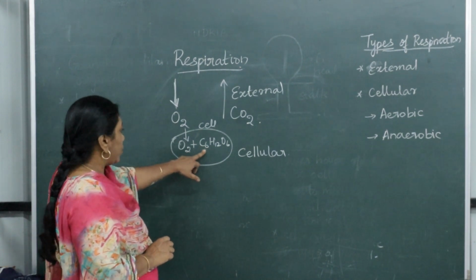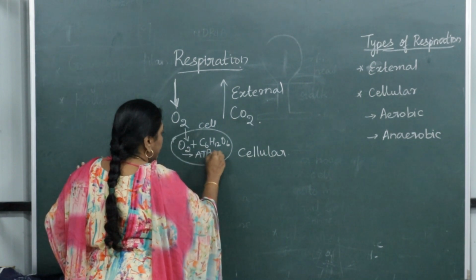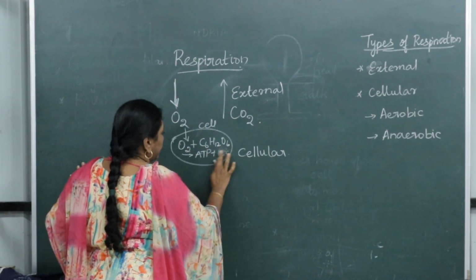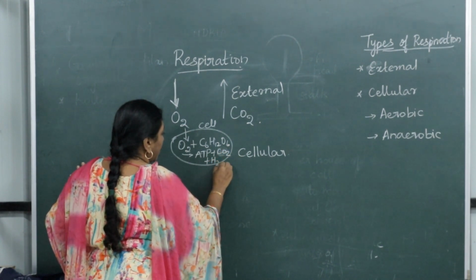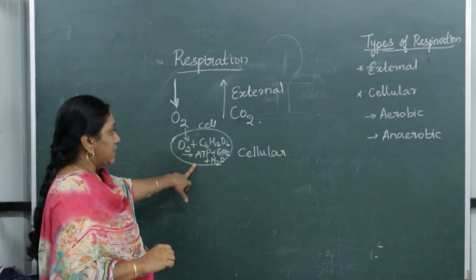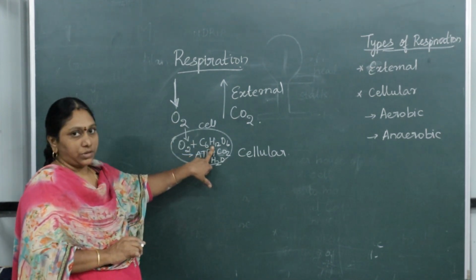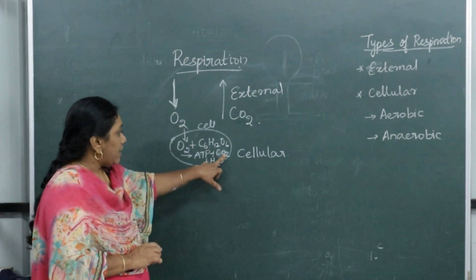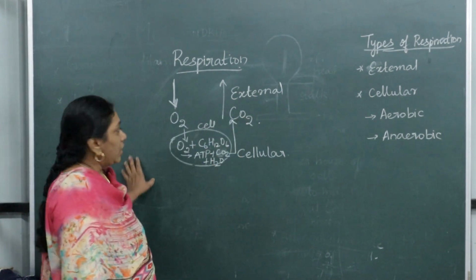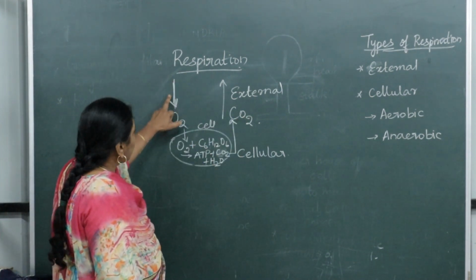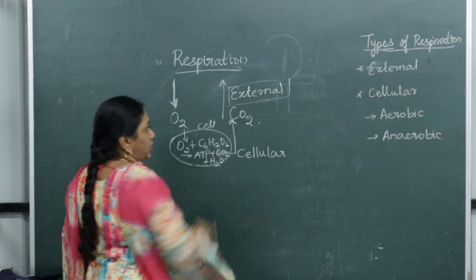This glucose molecule will combine with oxygen to give you ATP, that is energy, plus carbon dioxide plus water. So this complex process takes place inside a cell. So we take in oxygen, this oxygen combines with glucose or digested food to give you energy, carbon dioxide and water, and this carbon dioxide and water will be given out. So this mere mechanical process of taking in oxygen and giving out carbon dioxide is called external respiration.